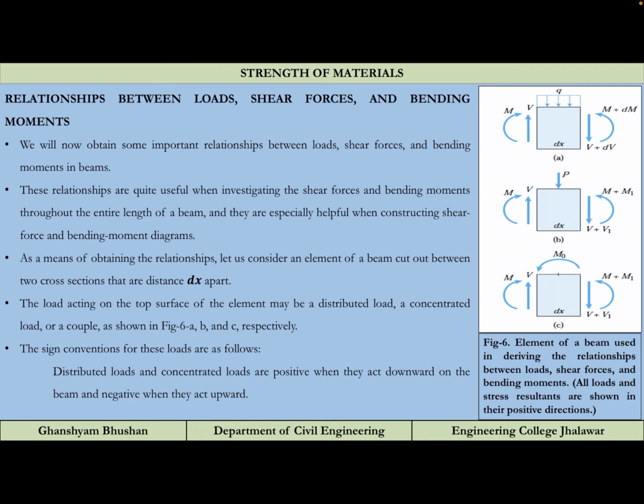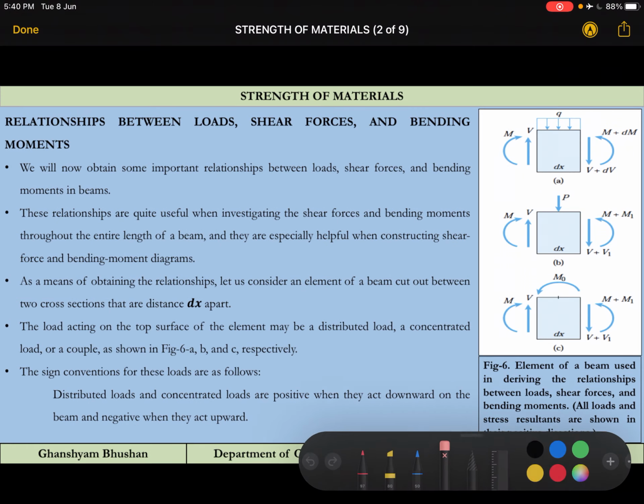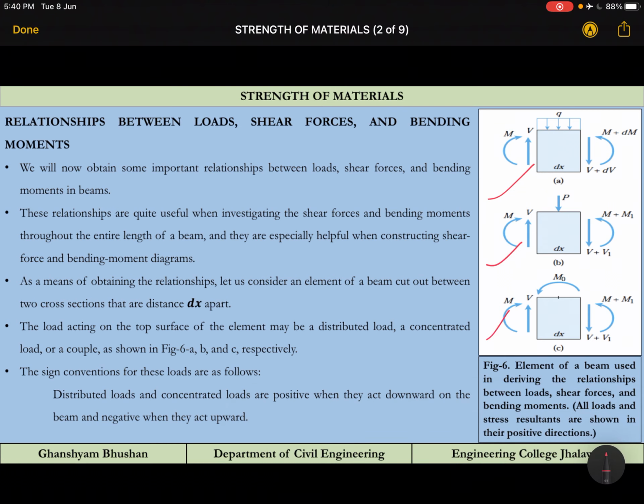For deriving these equations or these relations, we will be using these three diagrams. Okay, so this is the first diagram, which we will be focusing on more. So let us see, this is positive shear and positive bending moment applied on a small segment or a small element which is having a thickness dx, and the loading is small q. Okay, and it is a uniformly distributed loading. So we will now obtain some important relationships between loads, shear force, and bending moments in a beam.